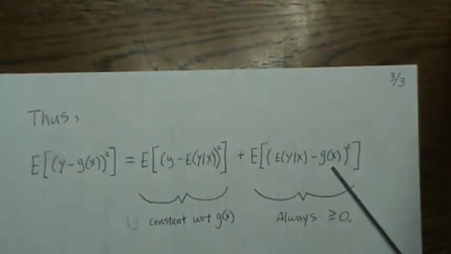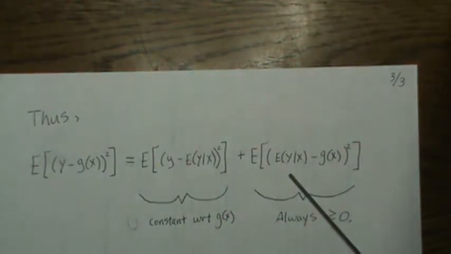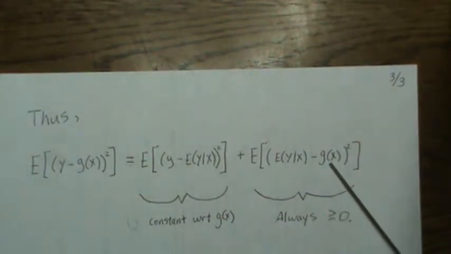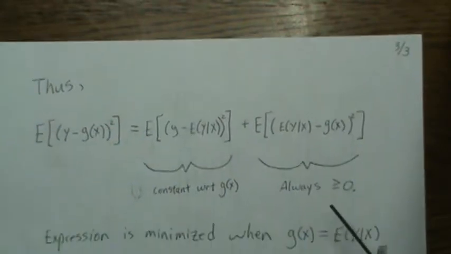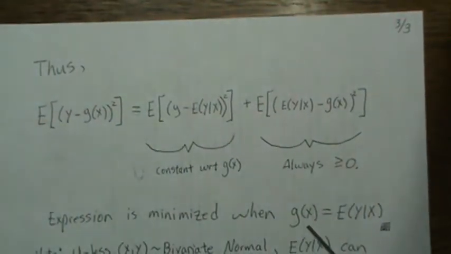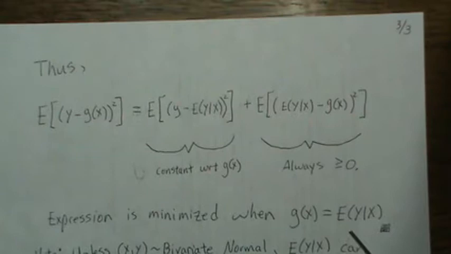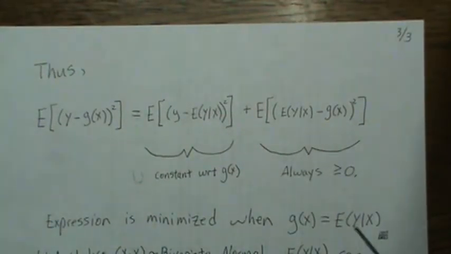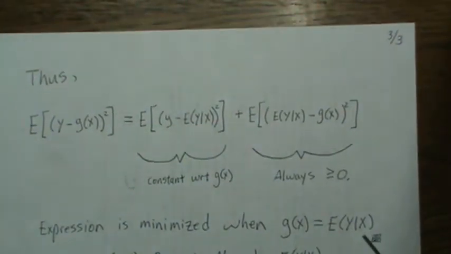Well, if we set g of x equal to the expected value of y given x, then that's 0. And then we're done. So the expression is minimized when you set g of x equal to the expected value of y given x. Okay, so that's done. That's what we wanted to show.